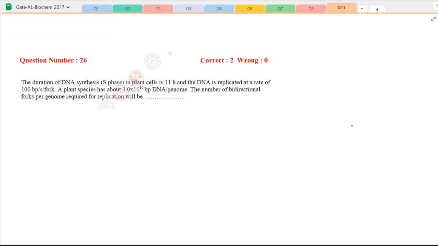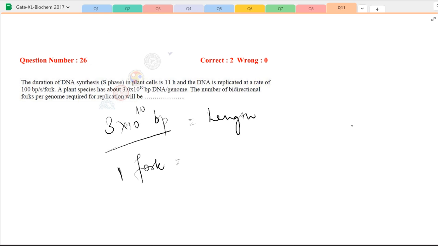So first of all, you need to be very clear with how you do this question. First of all, what is the length of the genome? It is 3 × 10^10 base pairs. So that is given, that is equal to the length of the genome. And now, one fork can replicate 100 base pairs per second.